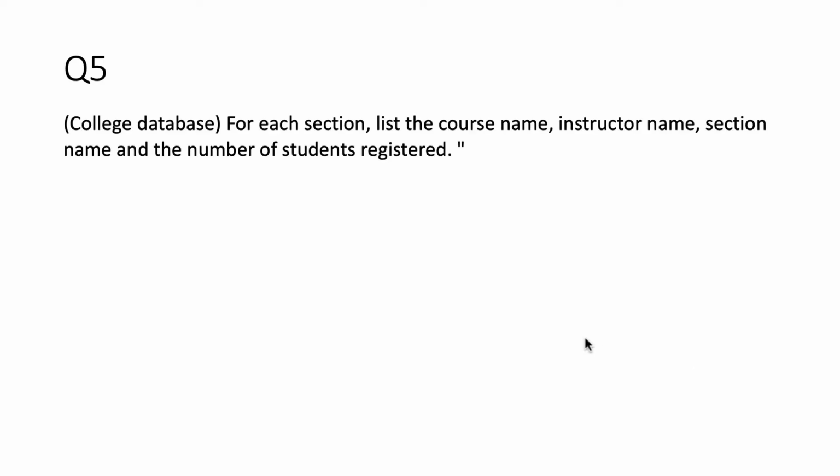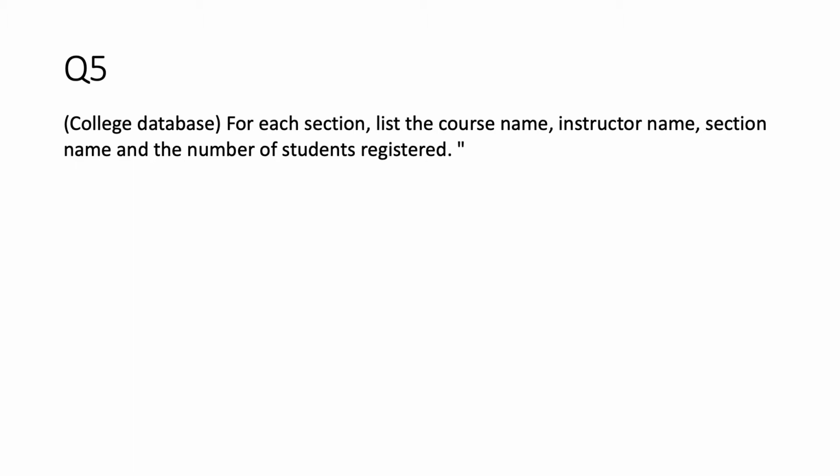Let's go to the next question. So we are saying for each section, list the course name, instructor name, section name, and the number of students registered. Okay, so look here, in this case, we want the course name, section name, instructor name, and the number of students. So in this case, what we are doing is bringing in an additional table to the picture.